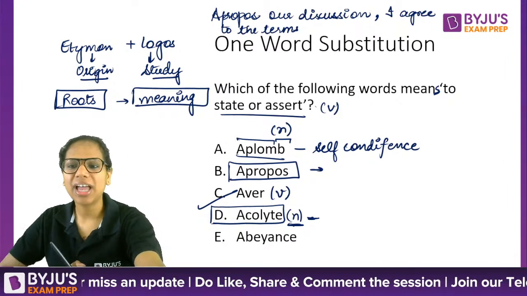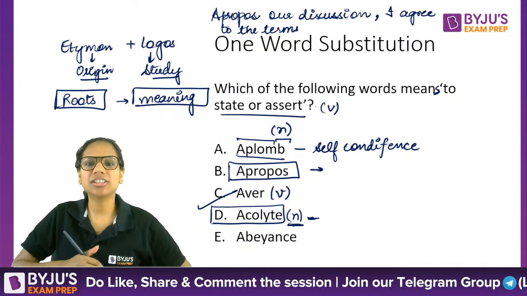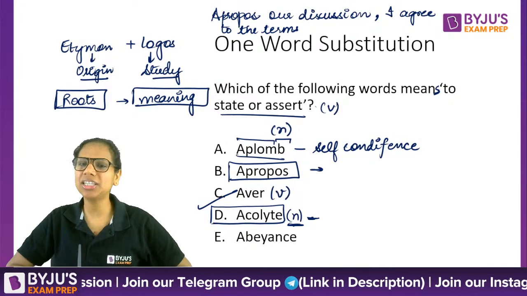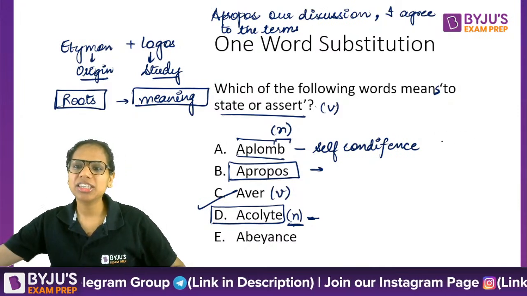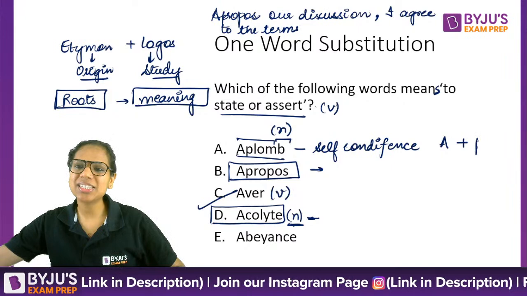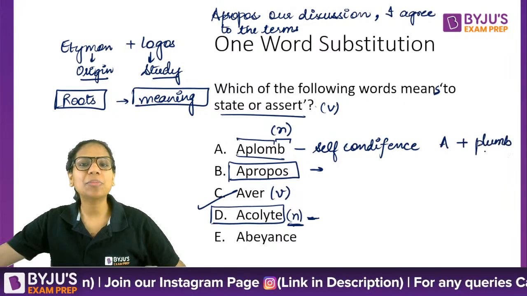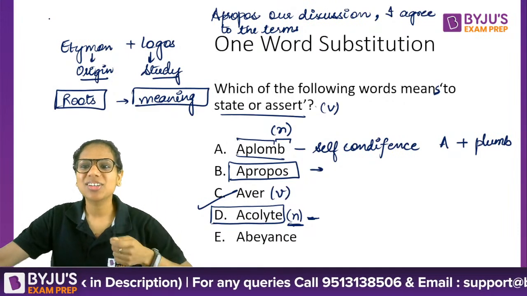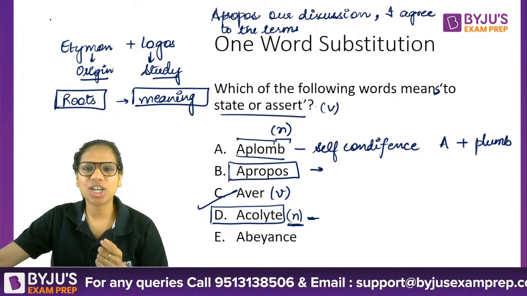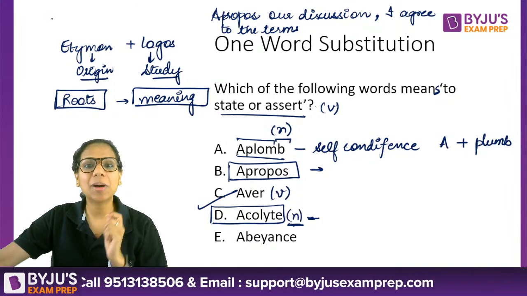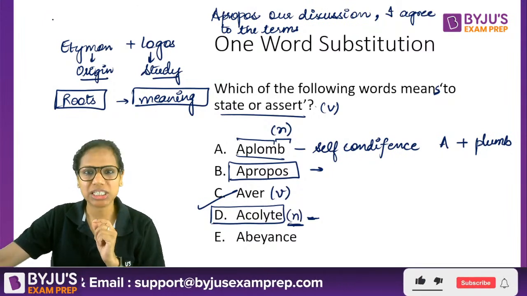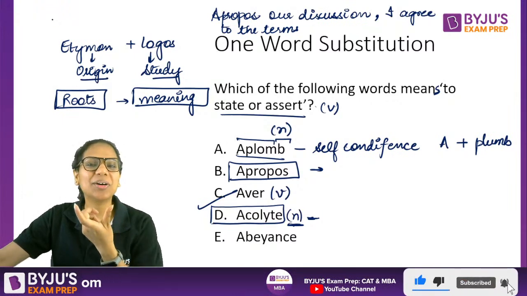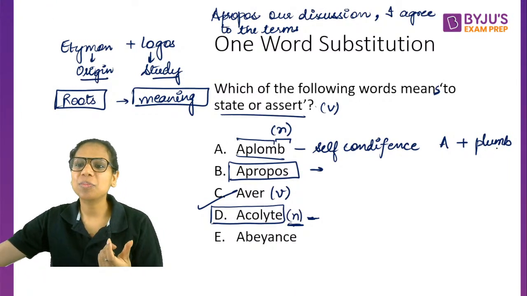Aplomb and apropos both are actually variations of French words. They were originally French words that were then adopted in English, right? So this comes from "a plus plumb," plumber, right? We don't call the person who fixes the various hardware in your house by the pronunciation "plumber" with the b sounded; this person is called plumber, from plumb.